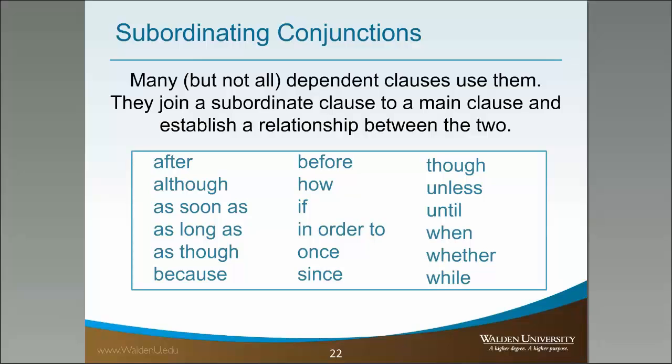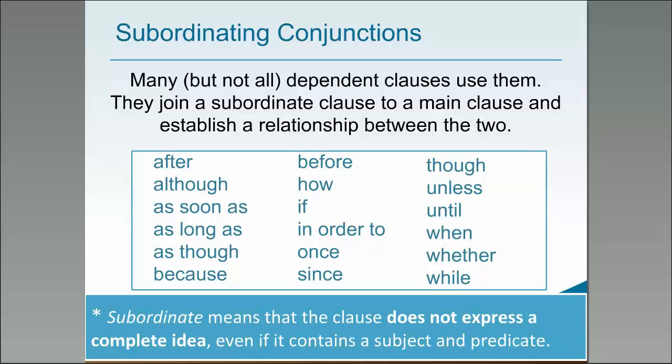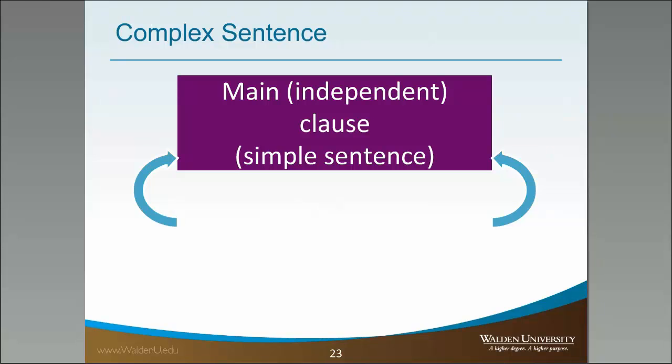These dependent clauses that begin with subordinating conjunctions begin with words like after, although, because, before, once, since, though. So we can pick them out of our sentences or out of our writing by looking for some of these words. This is not an exhaustive list. There are many other subordinating conjunctions, but this is a list of a few that you will probably see on a regular basis. Subordinate means that the clause does not express a complete idea, even if it has a subject and a predicate. So we'll look at a few more examples.